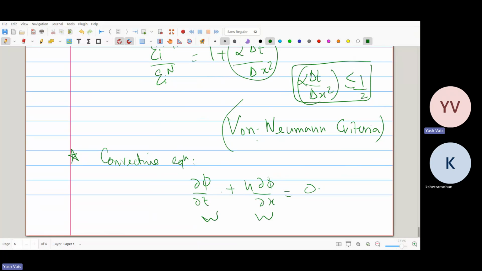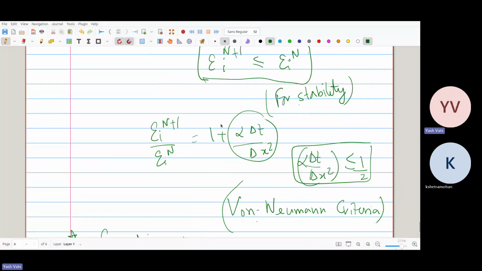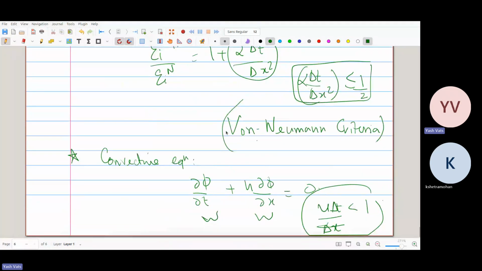In this case, you have the condition u delta t over delta x is less than 1. You should check how this is coming. In this one, they have set up a different type of strategy, but I would suggest you go by this method in this case as well and see what is happening.